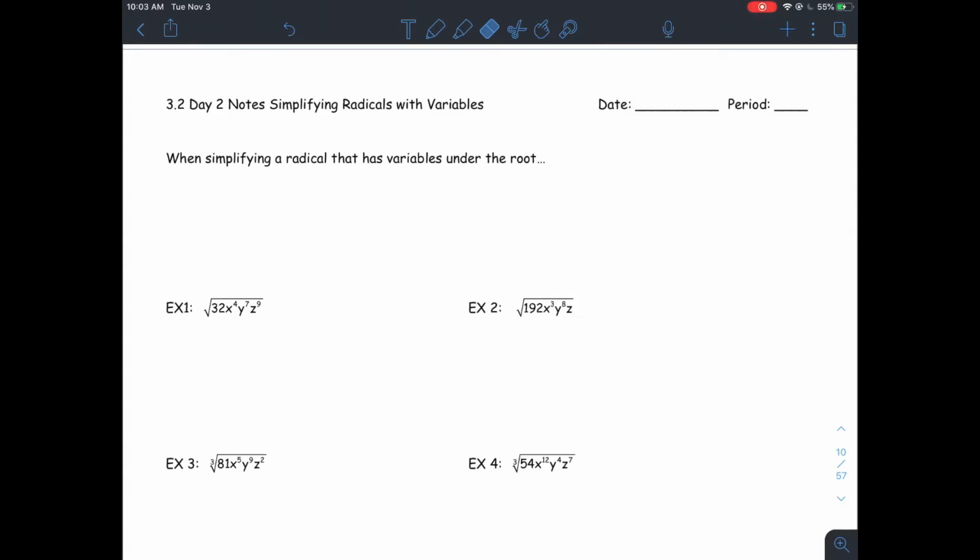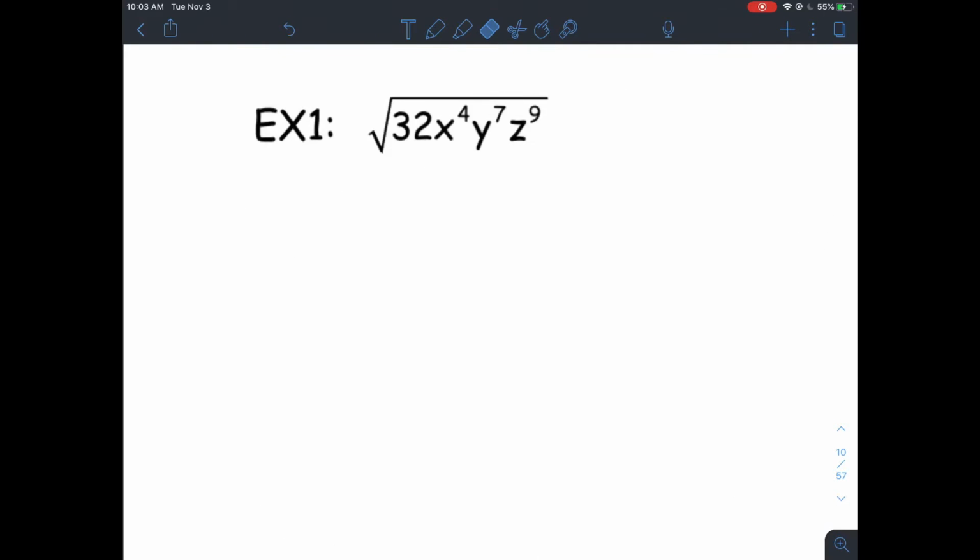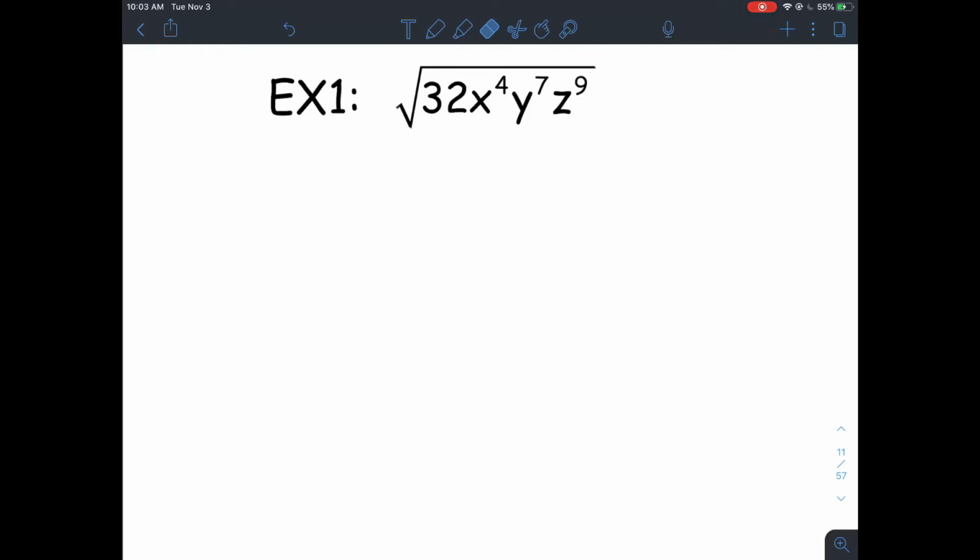Hi, Math 2. So previously we've learned how to simplify radicals, but it was with just numbers inside. Now we're going to simplify radicals with numbers and variables inside. So if we look at the first example here.